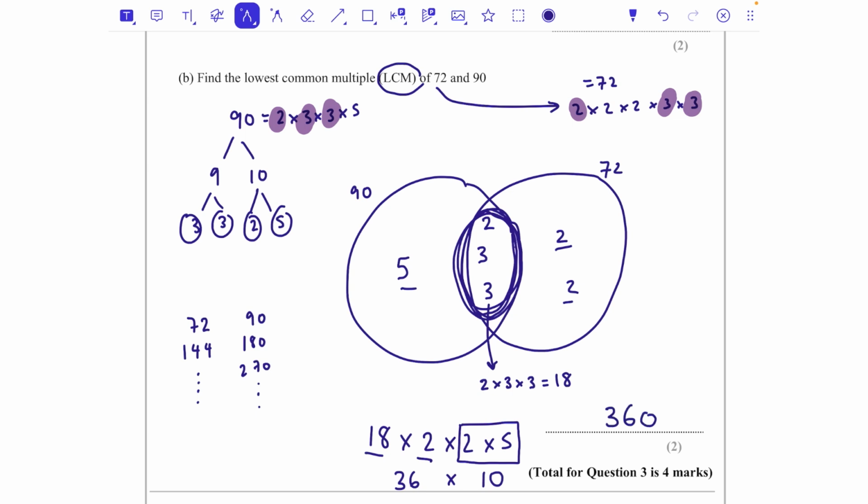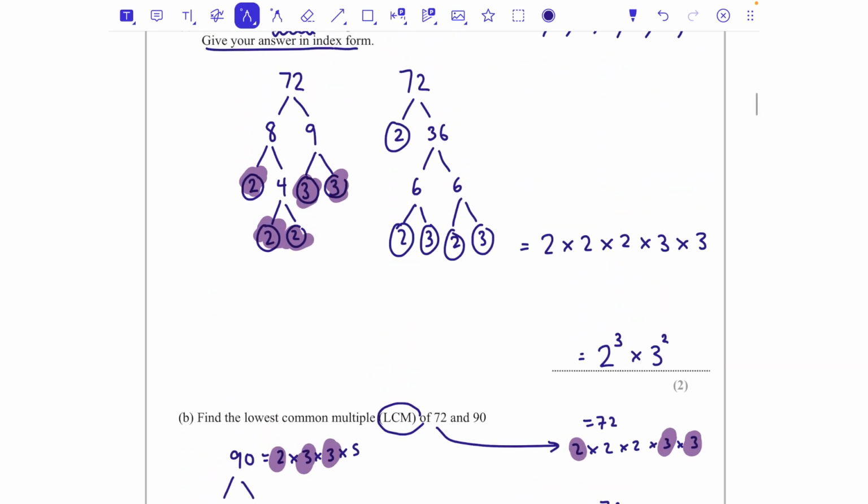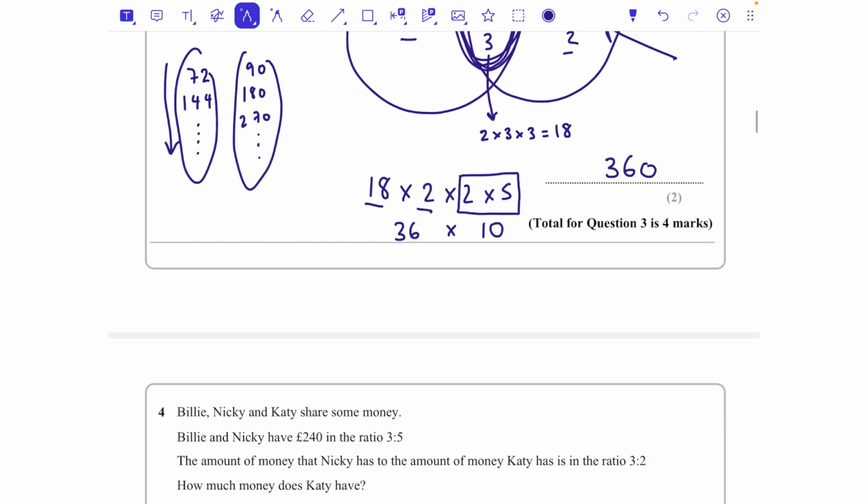And if you'd have carried on going with both of these times tables, you would have got to 360 as the first number in both their times tables. Now, it doesn't matter what method you use there, but I tend to see this go wrong less often. When people write out the times tables, they tend to miss 1 or miss 10 and go wrong that way. So there we go. That's 4 marks for that one. A really common question on the non-calculator paper.